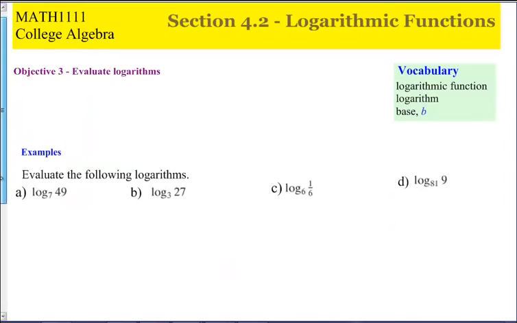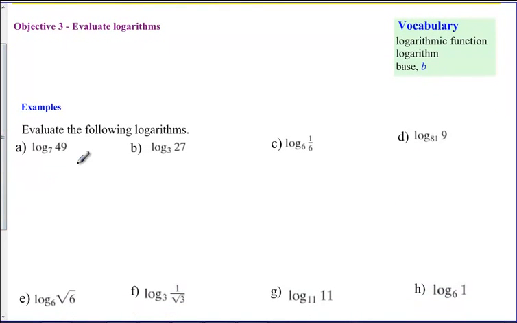All right, so we're going to go through and actually evaluate some of these. We don't need a calculator for any of them. We're going to do the first one. So log base 7 of 49. We're thinking 7 to what power equals 49? To the second, so squared. So 7 to the second power is 49.